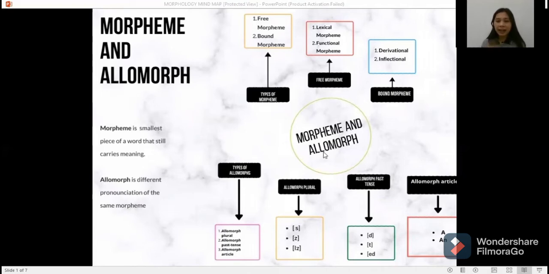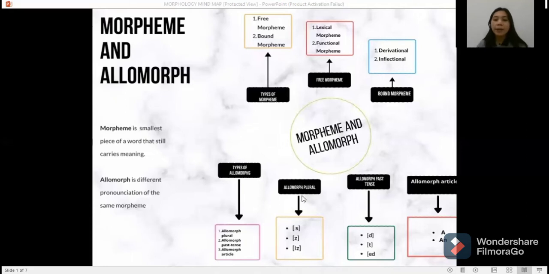Well, let's go next to the types of allomorphs. There are three types of allomorphs. The first one is allomorph plural. Second is allomorph past tense, and the last one is allomorph article.